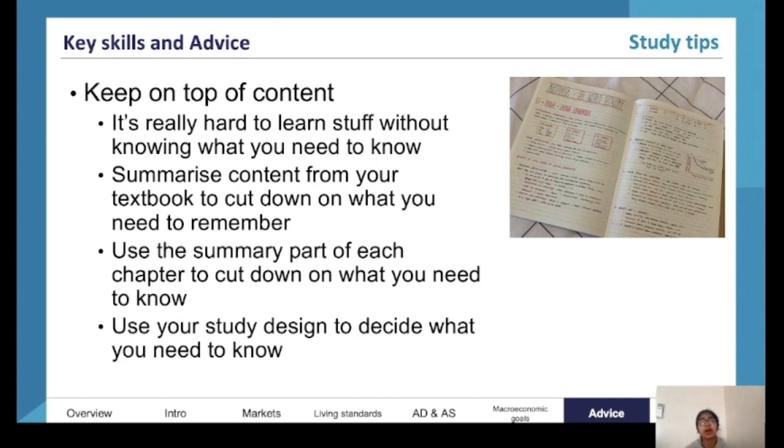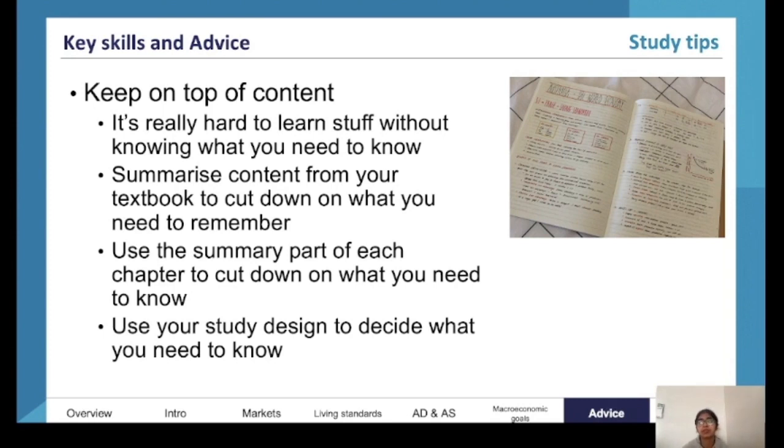It's definitely understandable, it's hard to learn stuff without knowing what you actually need to know. And that's where the study design comes in. So make sure you're using the study design as a checklist, because it's literally a very, very comprehensive checklist of everything that could possibly be in the exam. Just make sure that you use the study design to find out what you need to know and make sure you know it.